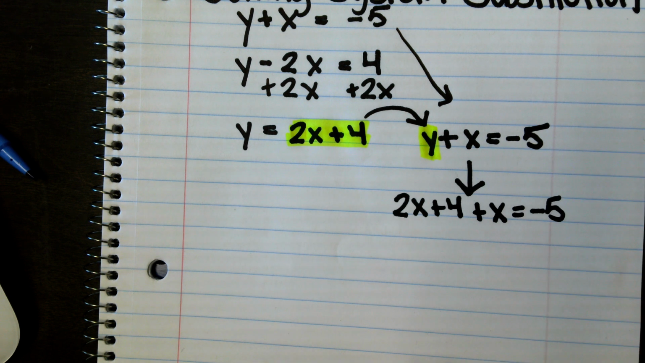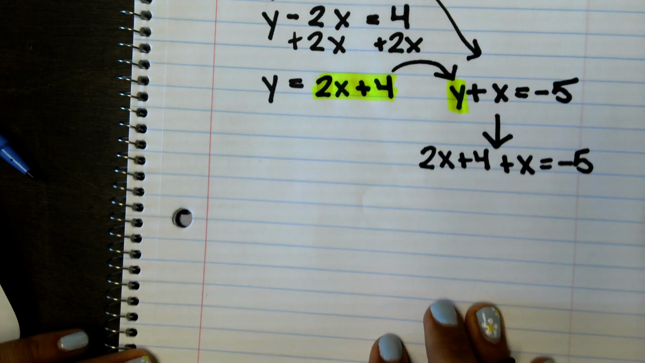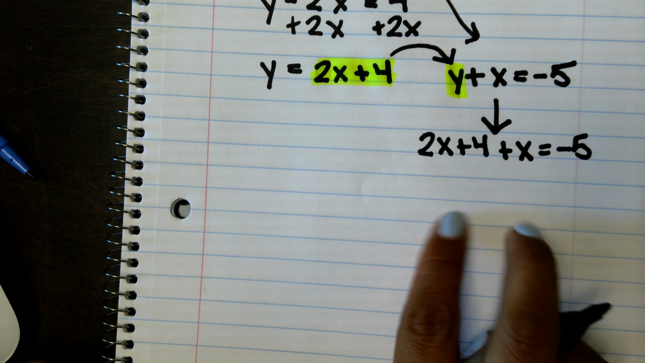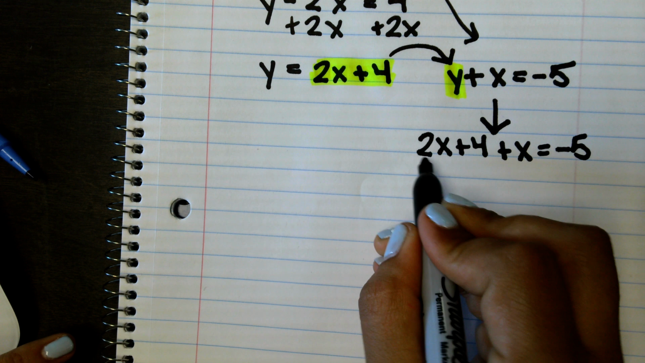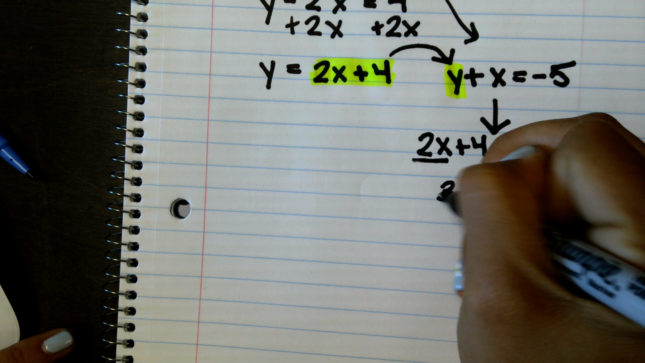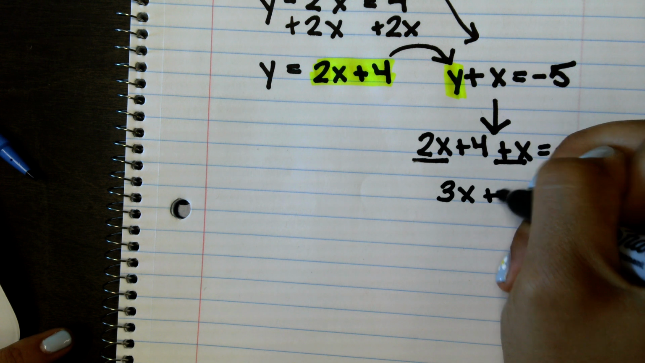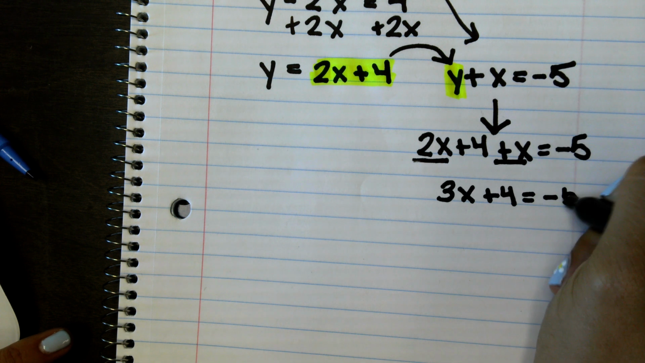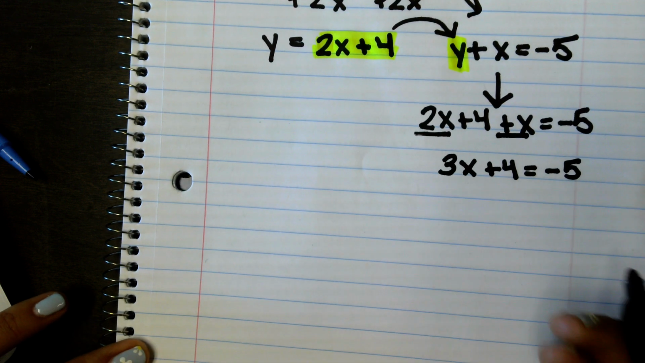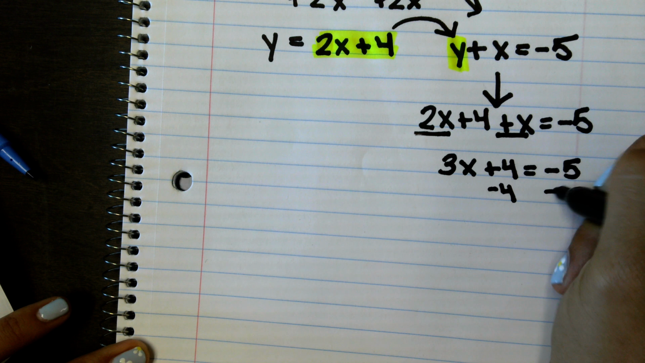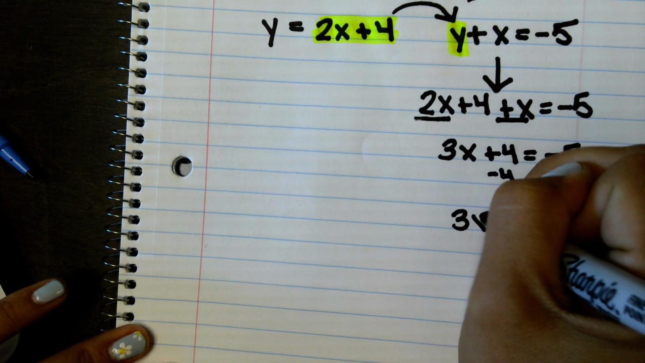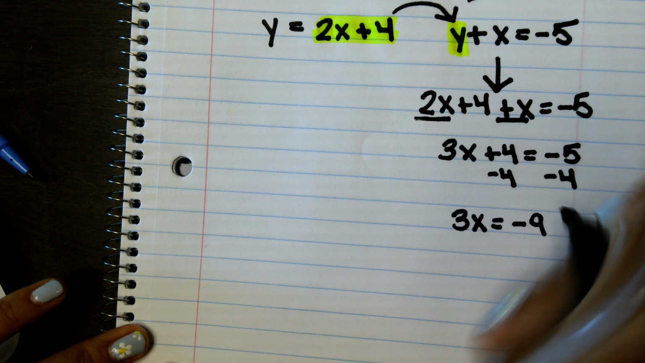What have we done here? Well, we made an equation that just has one variable. We know how to solve this. So first, let's combine like terms. Positive 2x, positive x. We have 3x now, plus 4 equals negative 5. I'm going to keep going. I'm trying to isolate x, right? So I'm going to subtract 4 from both sides. We have 3x equals negative 9.